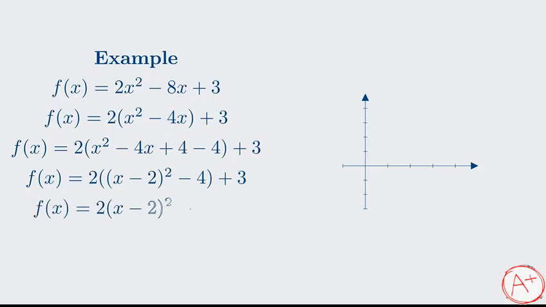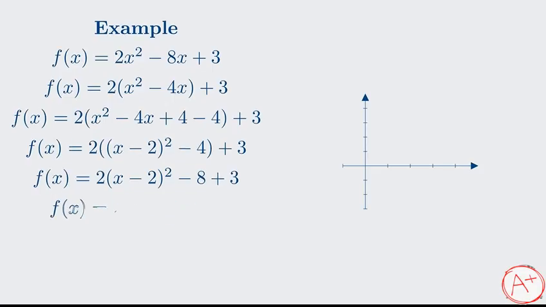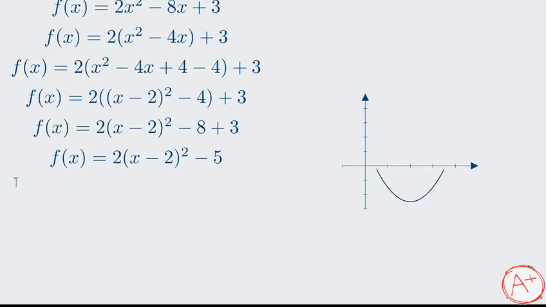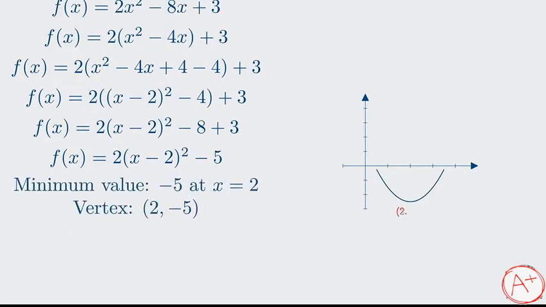Now, distribute the 2 back through the square brackets. Finally, simplify the constants. Since a is 2, which is positive, we have a minimum value of -5 at x equals 2. The vertex is at the point (2, -5).